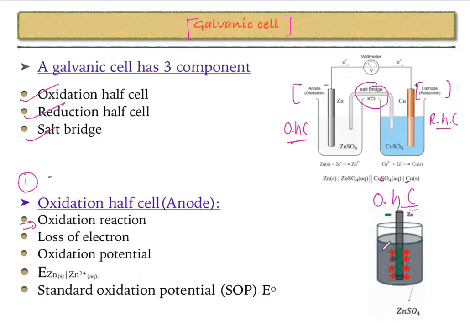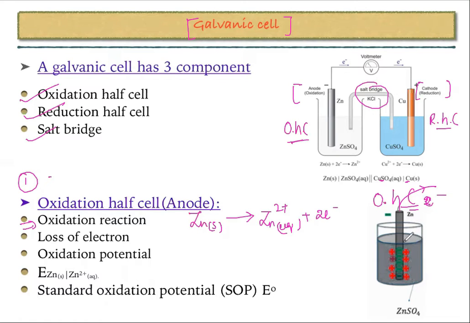Oxidation reaction takes place. So you see the diagram here, zinc sulfate is taken in the solution and a zinc rod is dipped into the solution. What is going to happen? As zinc is more reactive, zinc is going to lose 2 electrons. So it becomes Zn2+ aqueous plus 2 electrons. From here, the 2 electrons are released from the zinc.